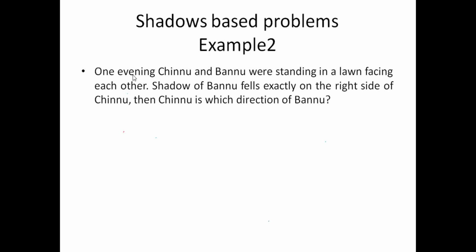Next example. Second example. One evening, Chinnu and Bannu were standing in a lawn facing each other. The shadow of Bannu fell exactly on the right of Chinnu. So now let us draw the diagram first. Corresponding diagram.